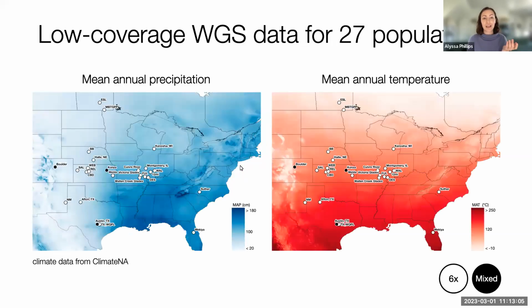And to do that, I'm using a data set of 27 populations from across the range, both a temperature and a precipitation range. That's low coverage whole genome sequence data. The white populations, we only happen to sample hexaploids, and we have 3 populations with a good sample size of mixed-ploidy species, and those are marked in black here.